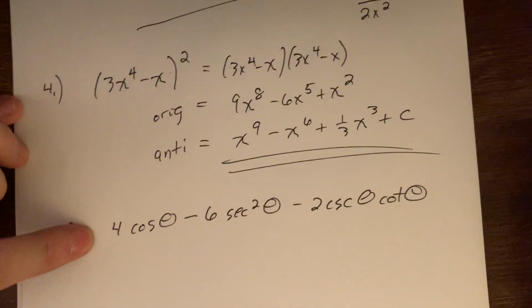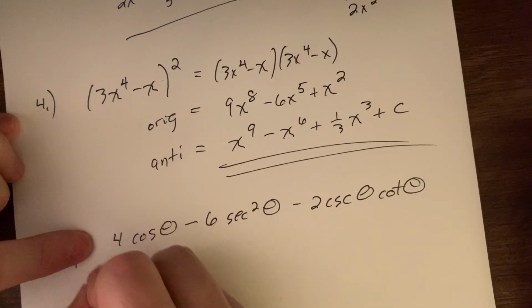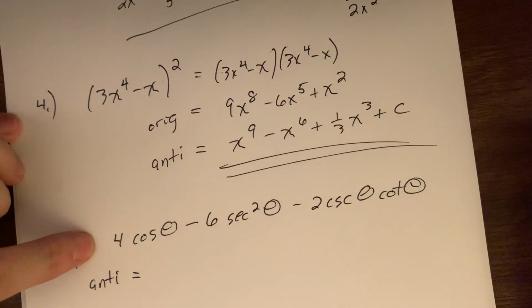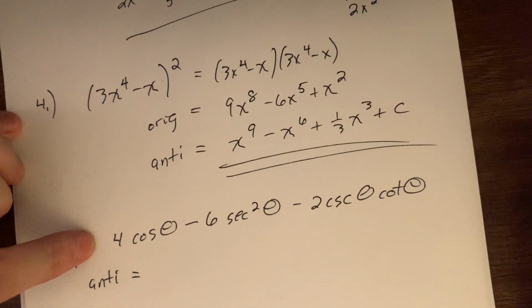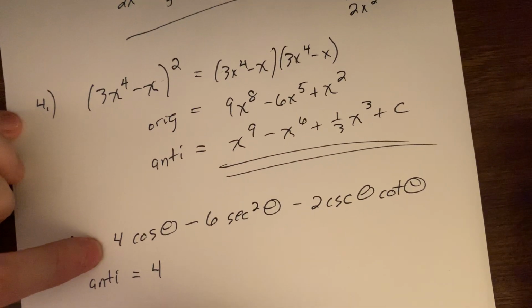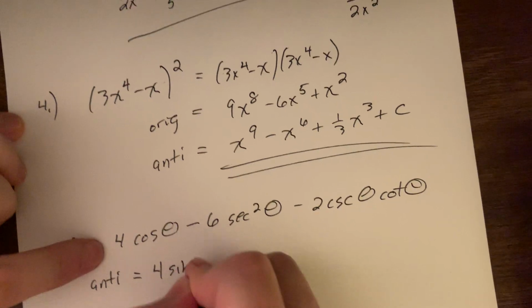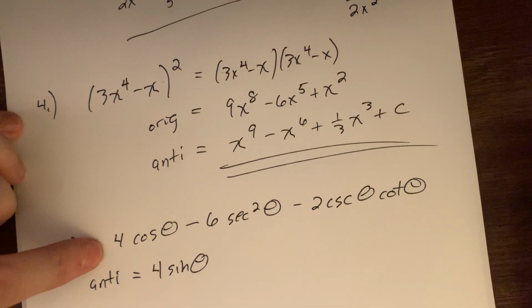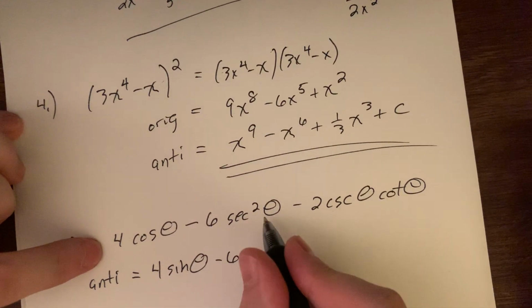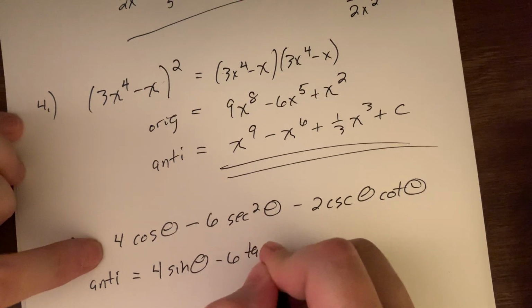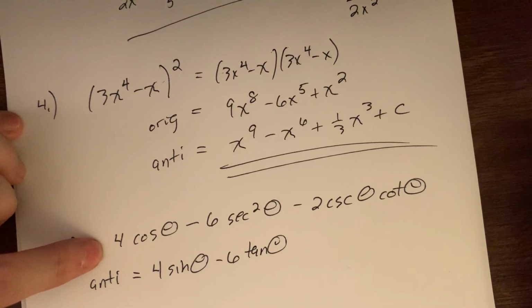What happens to the 4 here? Now I'm taking my anti. There was no rewrite here. Everything was ready to go. So the 4 pushes along, and the anti of cosine is sine. So I get 4 sine theta. And then similarly, minus 6, and the anti of secant squared takes me right back to tangent.